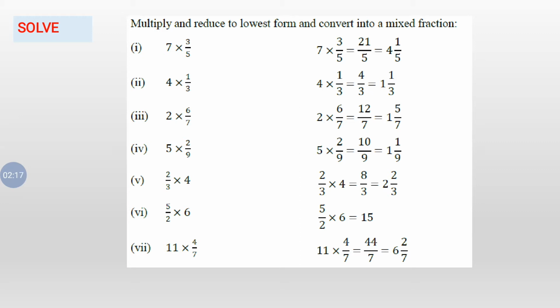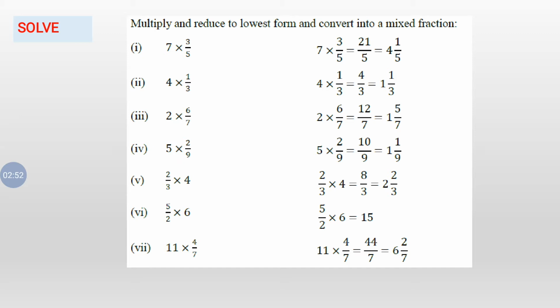4 into 1/3. Already you know that 4 is 4/1, the denominator considered as 1. So 4/1 into 1/3: 4 1 is 4, 1 3 is 3, so 4/3. Improper fraction, convert into mixed fraction. The quotient is 1, remainder is 1. So we get the value 1 1/3.